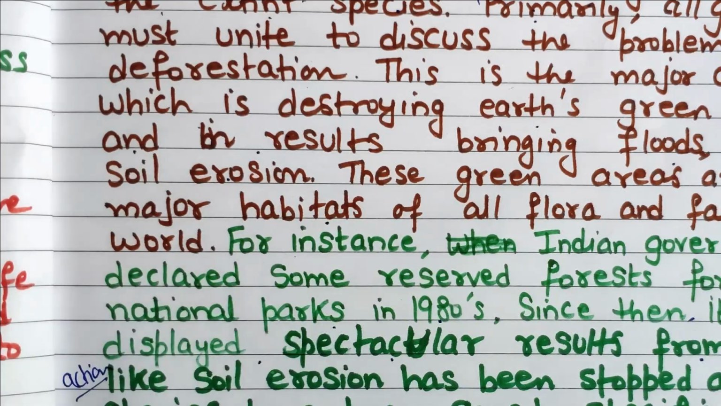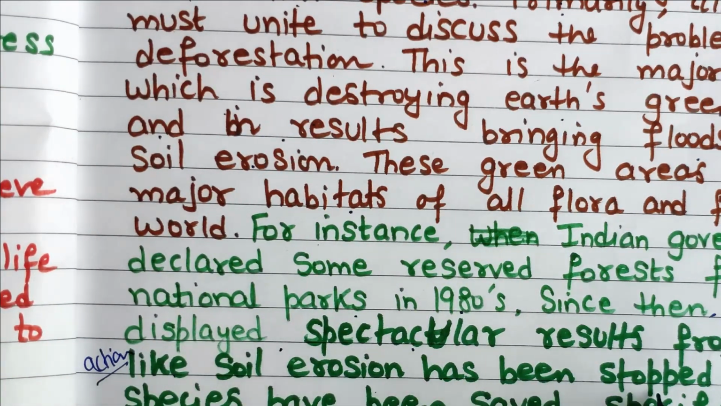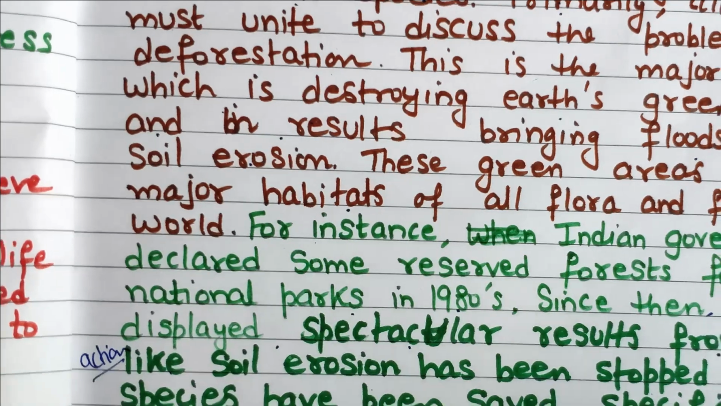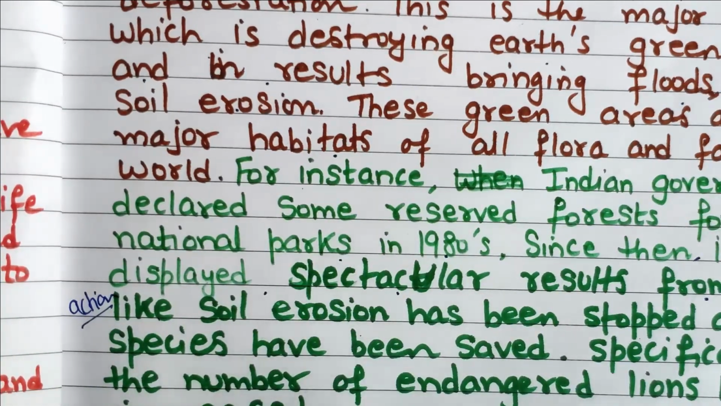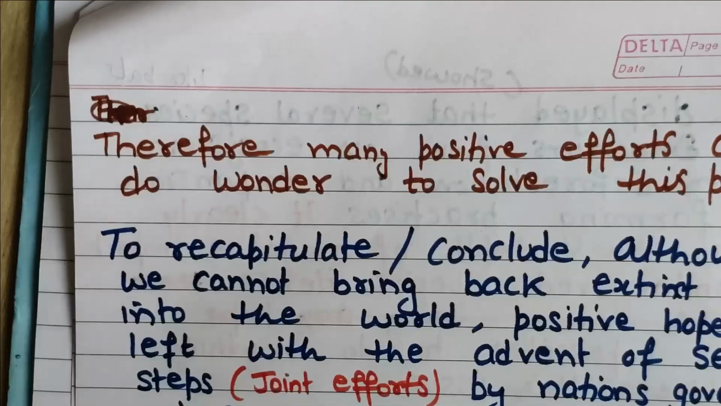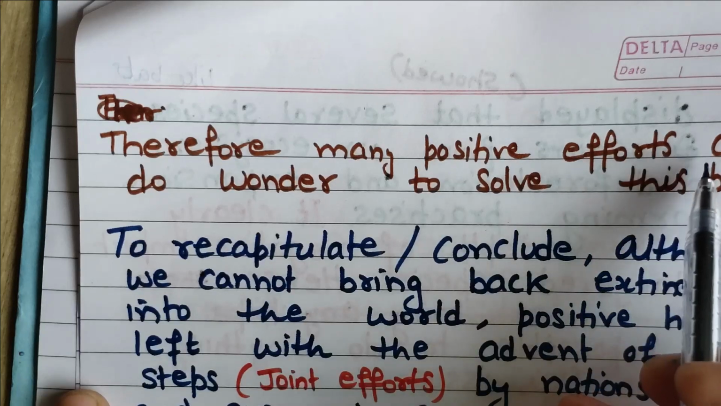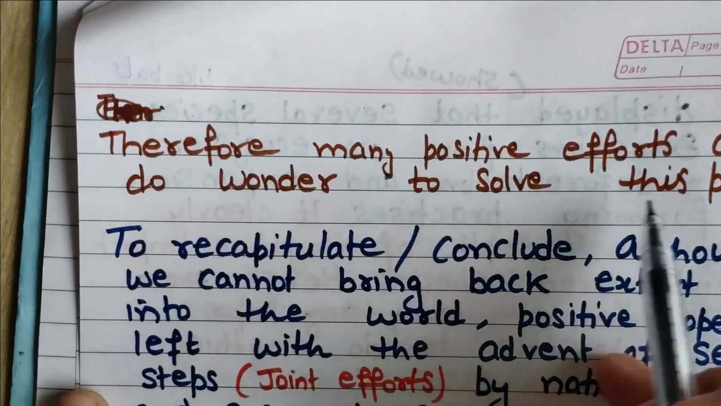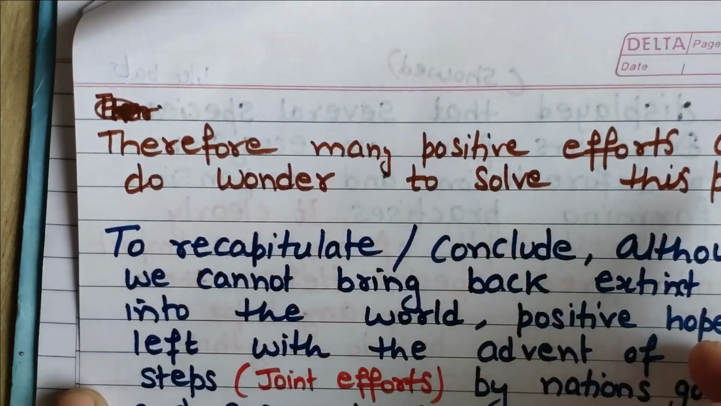While rereading your essay, you will find your own mistakes. Like, soil erosion has been stopped and species have been saved. Specifically, the number of endangered lions has increased. If you want, you can always give the example of that national park in Gujarat. Now I am going to finish this paragraph. So how am I finishing this body paragraph 2? Therefore, many positive efforts can do wonders to solve this problem.